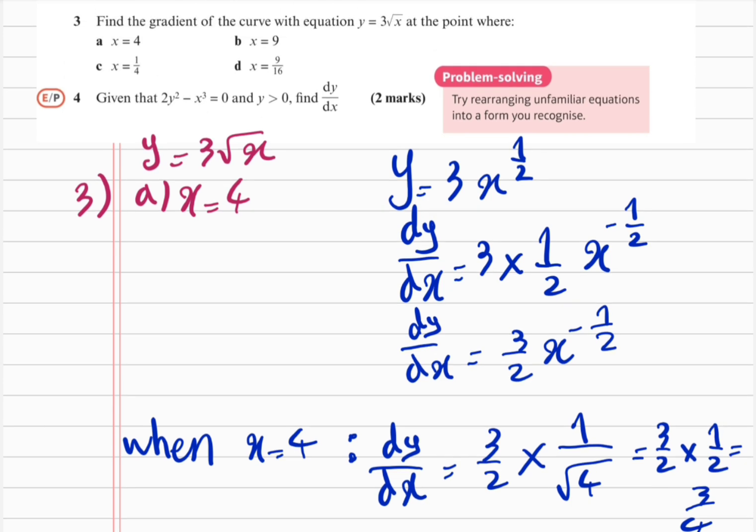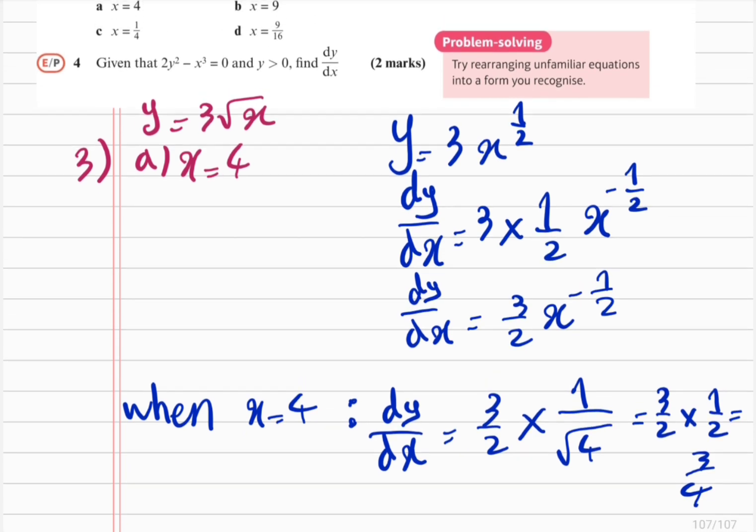And for the rest of the parts, it's basically substituting different x coordinates into the derivative equation. So there is no point in repeating the same substitution. Okay, now I'm going to do question 4, which is a bit more interesting.